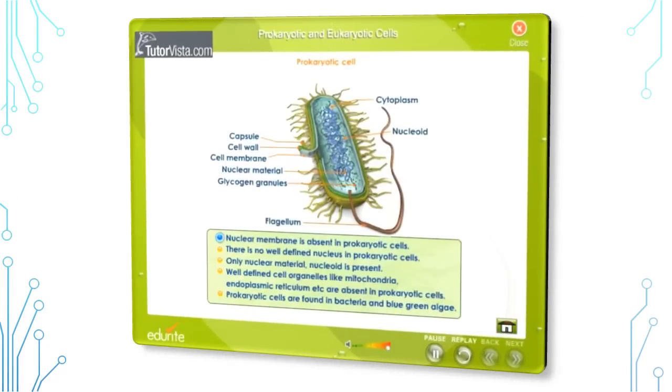Nuclear membrane is absent in prokaryotic cells. There is no well-defined nucleus in prokaryotic cells. Only nuclear material, nucleoid, is present. Well-defined cell organelles like mitochondria, endoplasmic reticulum, etc. are absent in prokaryotic cells. Prokaryotic cells are found in bacteria and blue-green algae.